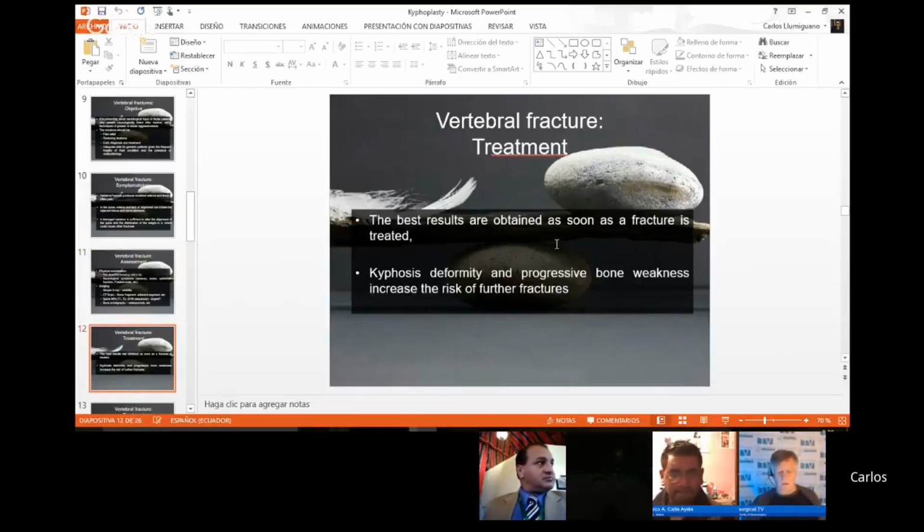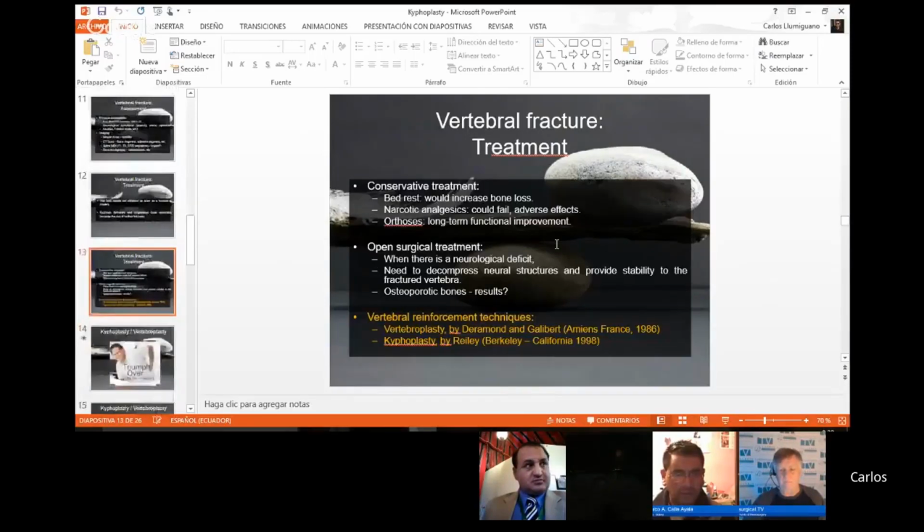What about the treatment? The best results are obtained as soon as a fracture is treated. Kyphosis, deformity, and progressive bone weakness increase the risk of further fractures. We can do a conservative treatment, open surgical treatment, or vertebral reinforcement techniques. What about conservative treatment?